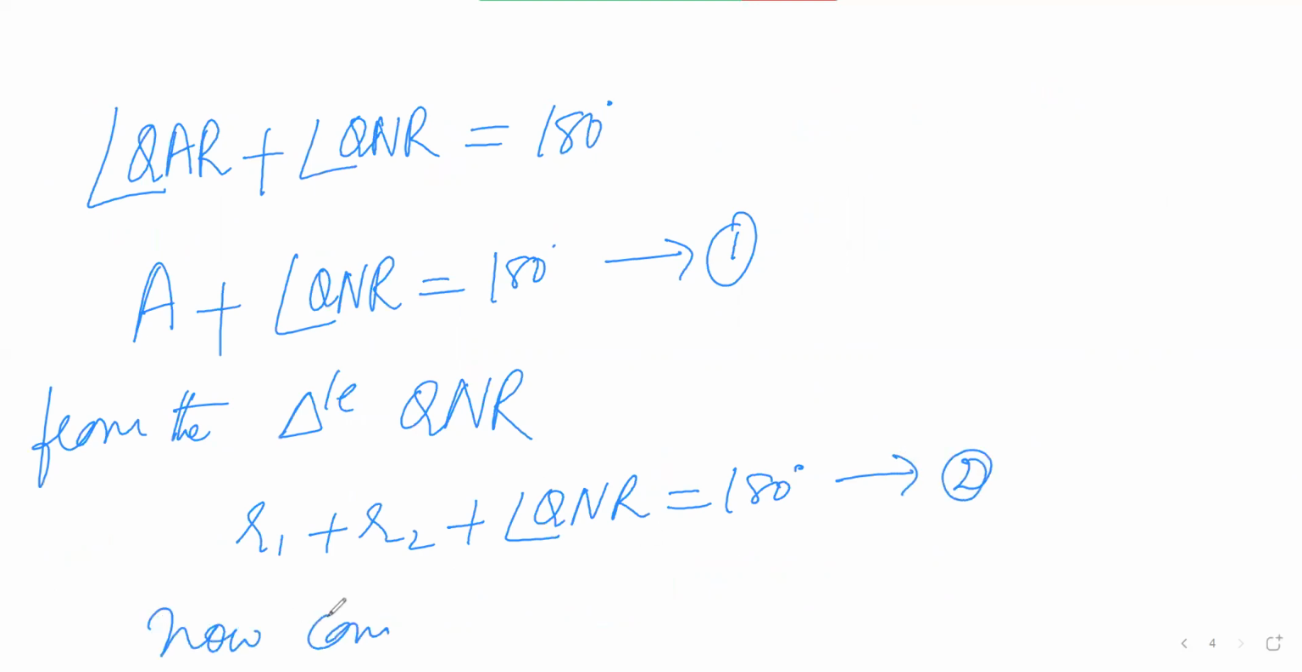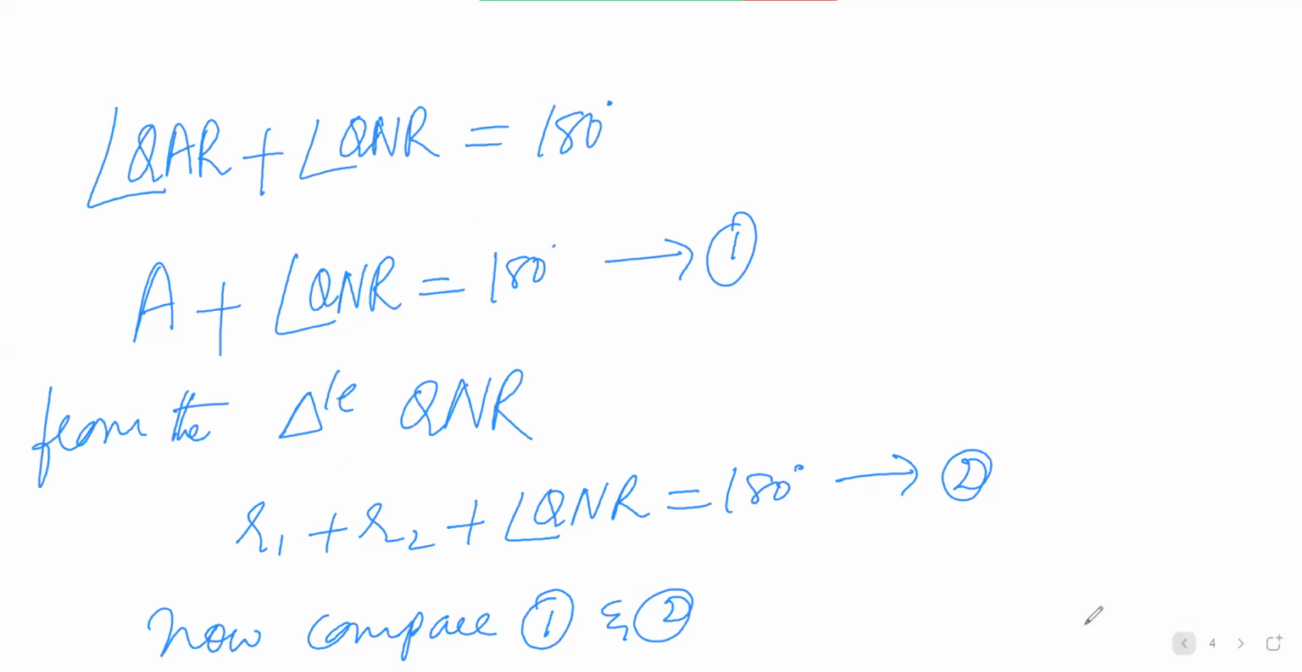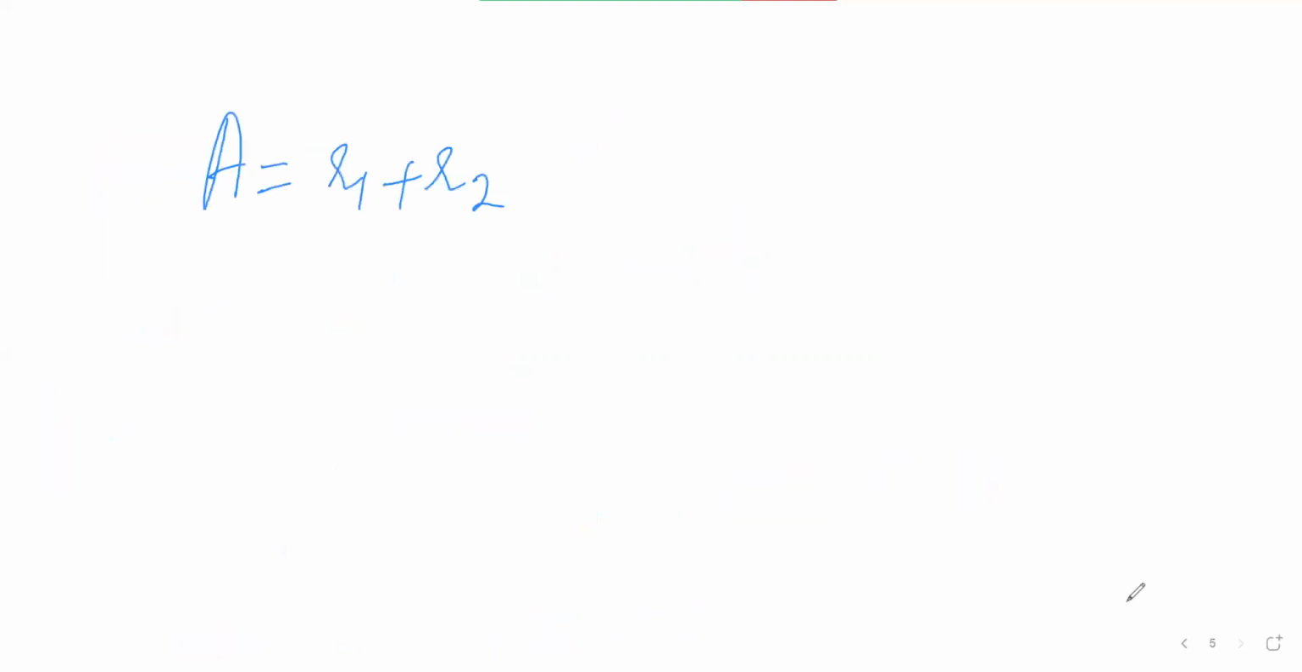Now compare 1 and 2. If you compare 1 and 2, what will we get? Can you see the equations? A plus QNR equals 180. R1 plus R2 plus QNR equals 180 degree. Is it right? So in the place of A, we can see R1 plus R2, right? So now compare 1 and 2, then we can write it as A equals R1 plus R2. Is it right? From these two equations, in the place of A, we have R1 plus R2. Correct? Let us call it equation number 3.